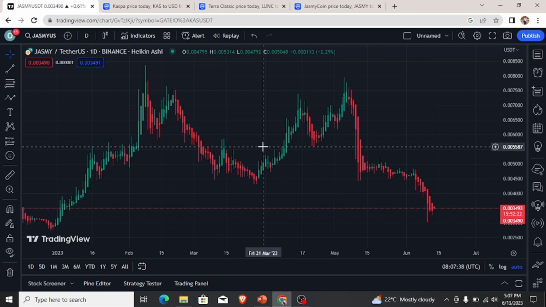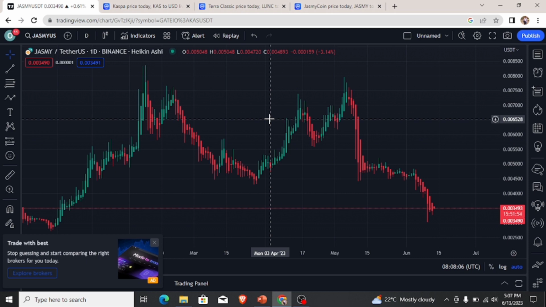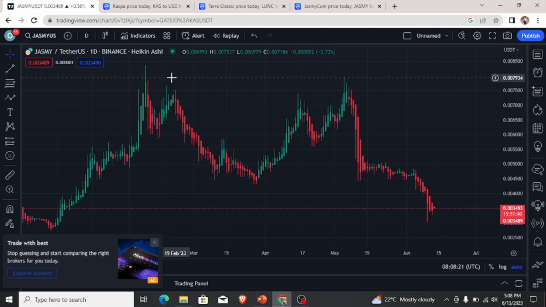I'll be using the 1-day time frame to make this analysis. Currently, the 1-day chart of Jasmy has formed a double top. When a double top is formed like this, as I will always say, it gives a clear indication that the price of the coin is about to embark on a major downtrend. And currently, we have a double top formed on the price of Jasmy.